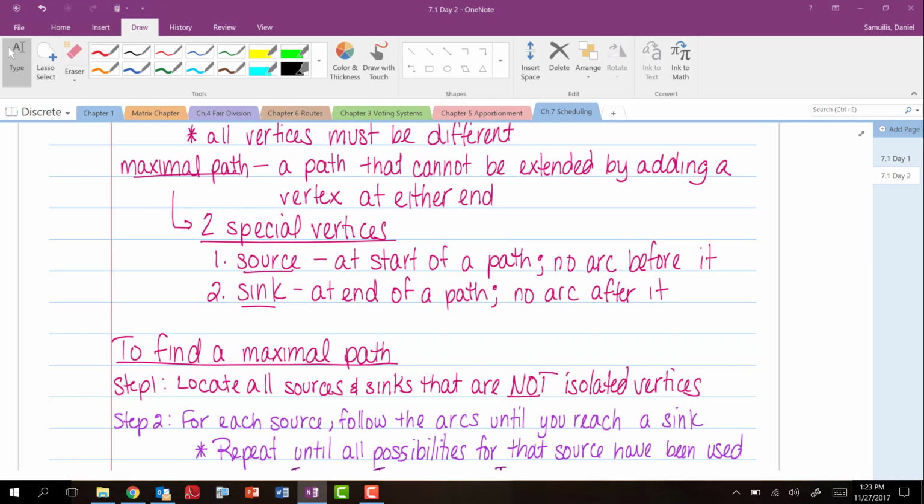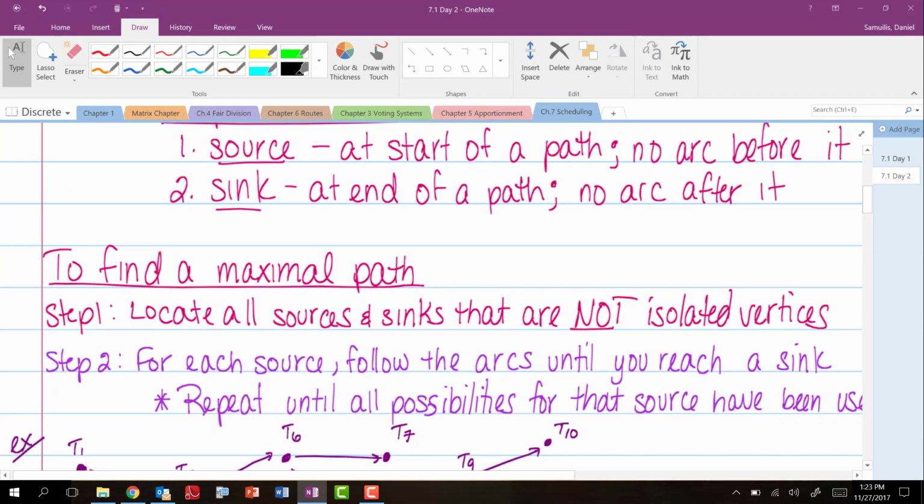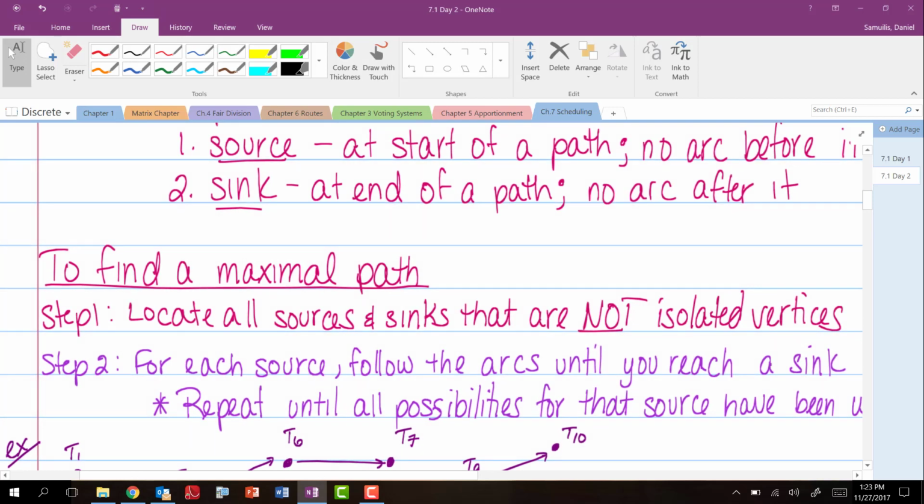Okay, maximal path, finding one. You can write those words down, using the terms today. So we've got to find sources and sinks, and then find all possible paths starting at a source and ending at a sink. Those are all the individual maximal paths.